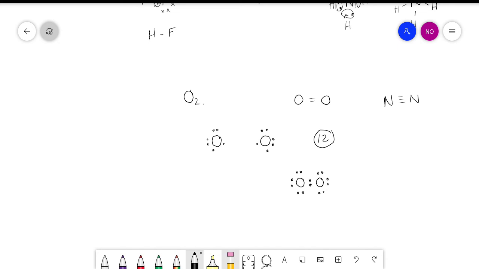13, 14. So because we have too many electrons there, we then say, obviously it can't have all of those pairs, so they have to move in. And they do that.